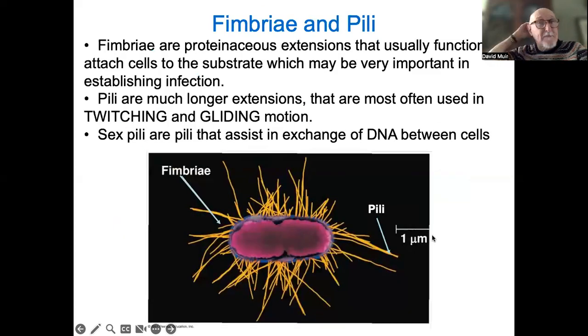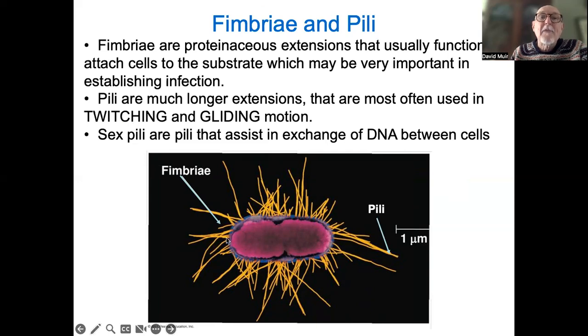Okay, some other things I did mention, but the first is these proteinaceous components called the fimbriae. These are extensions from the cell membrane, and they usually function to attach cells to the substrate. Another feature which makes them important in pathogenesis, and also in establishment of biofilms, of layers of bacteria.